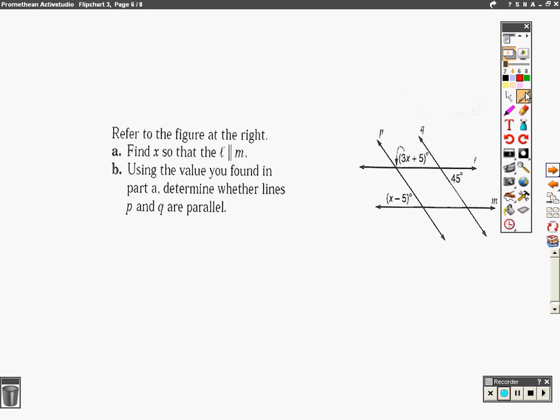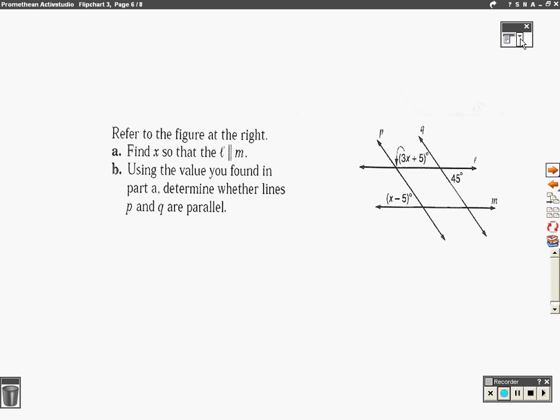One more, and then I'm going to go on to another video. Refer to the figure at the right, find x, so we're saying that L and M are definitely going to be parallel. So I'm going to go ahead and highlight those. Now, if you look at this angle and this angle, you can't really make claims about these two angles right here, or this angle, because we don't know if P and Q are parallel. All we know is that these two lines are going to be parallel.